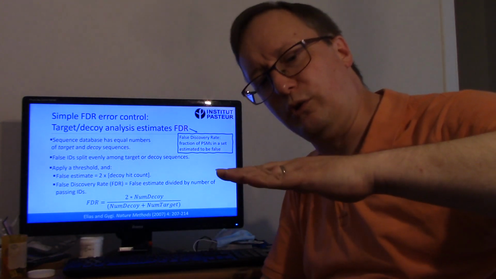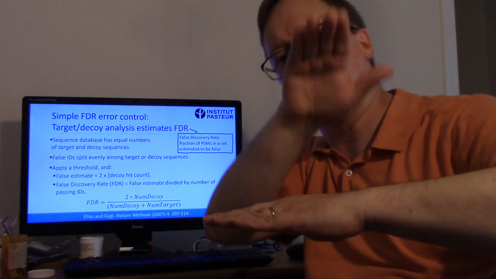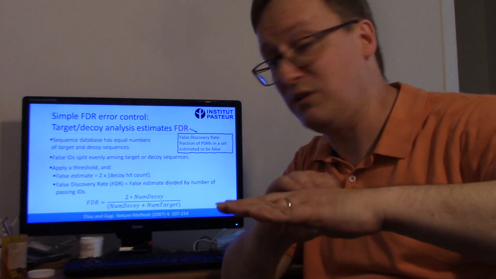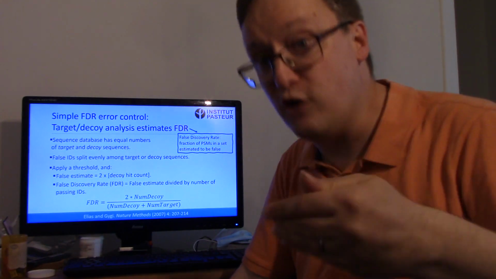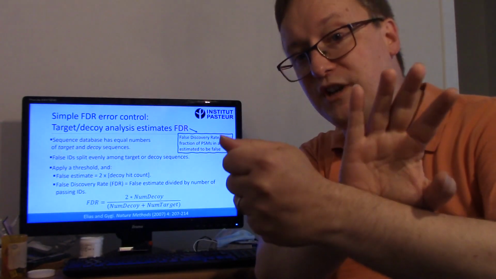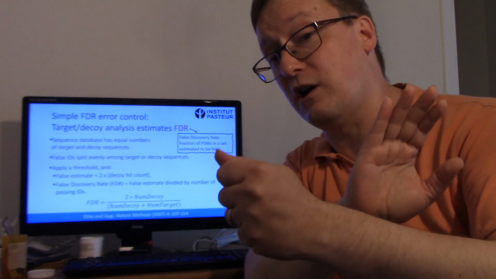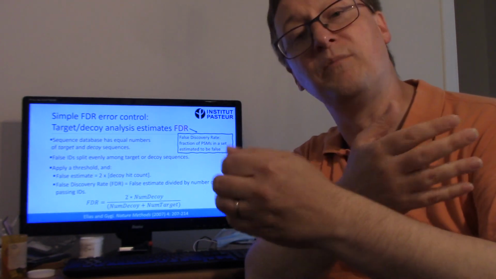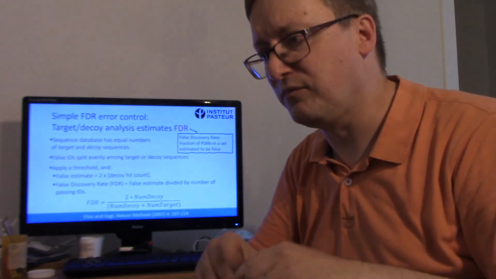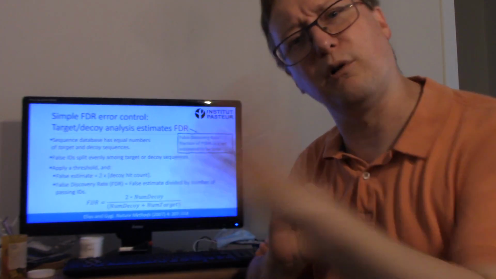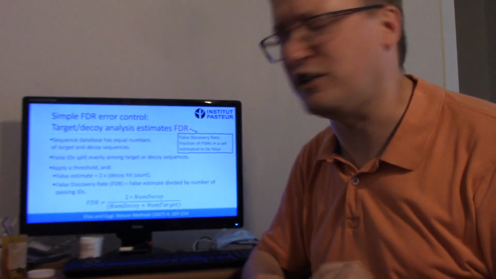Okay, so the way that we find where to set that threshold is to say, for a given threshold, what is the number of matches above it that we estimate to be false? So in this case, given that the decoys are known to be false and an equal number of target sequences are projected to be false, we simply double the number of decoys above this threshold. The math varies a little bit if you throw the decoys out, but not tremendously.